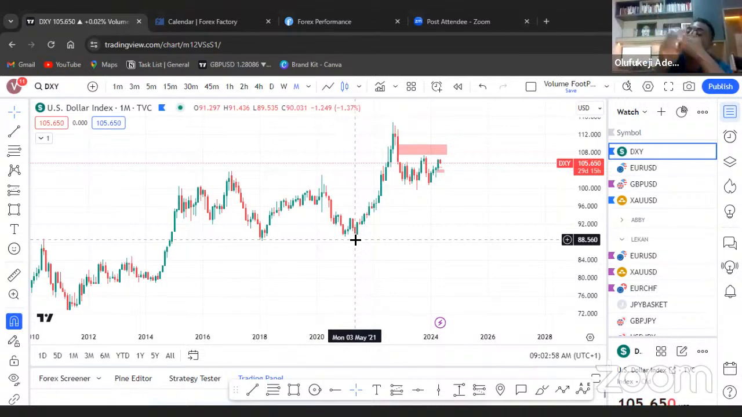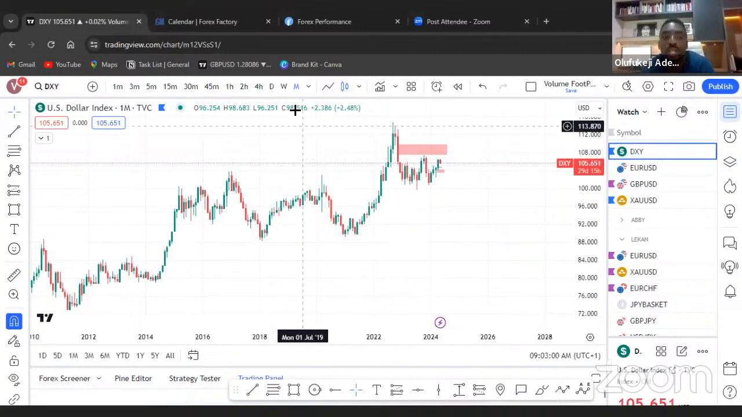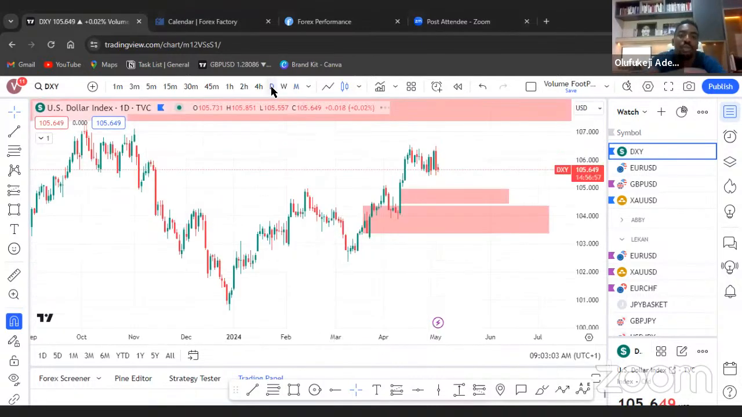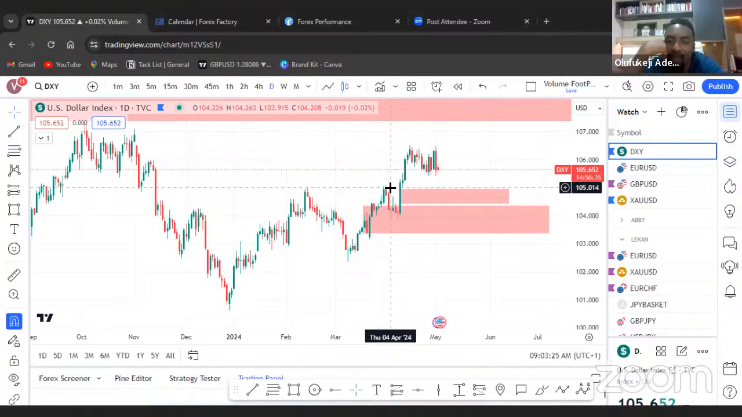So we can go back now to the daily time frame. So dollar on the daily time frame. Look at what has been happening April, May, that range there. So until we see a clear divergence between gold and dollar, we will see the market being very, very volatile. So that's what is causing all of this volatility.